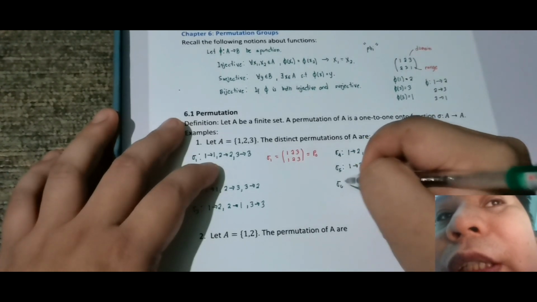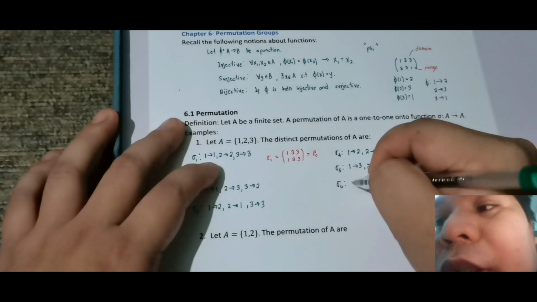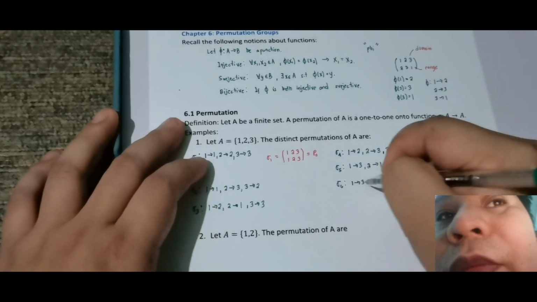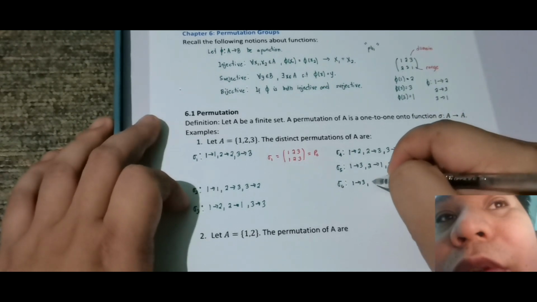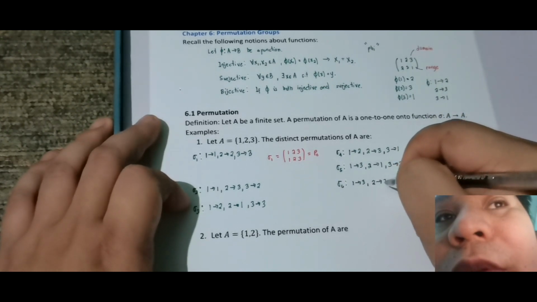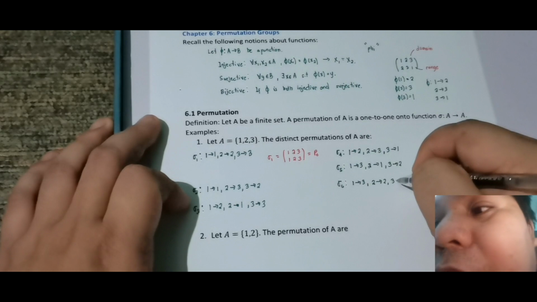Lastly is sigma sub 6. So, this is 1 goes to 3. Next, 2 goes to 2. Then lastly, 3 goes to 1.